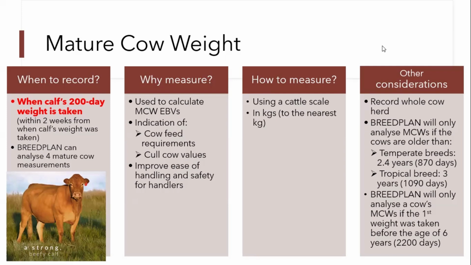Then again, for mature cow weight, we use a cattle scale to the nearest kilogram. Other considerations, BreedPlan can only analyze a cow's mature cow weights if you take the first one before she is the age of 6 years. And there are some minimum ages as well that differ between your temperate and tropical breeds. So around about 2.5, 3 years of age is when you can submit the first one.